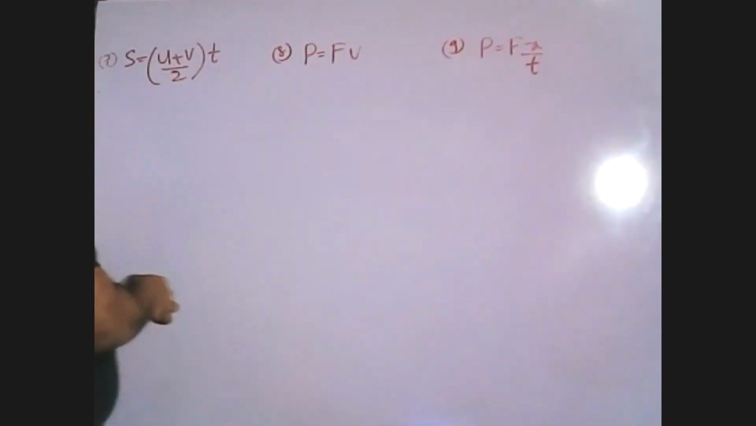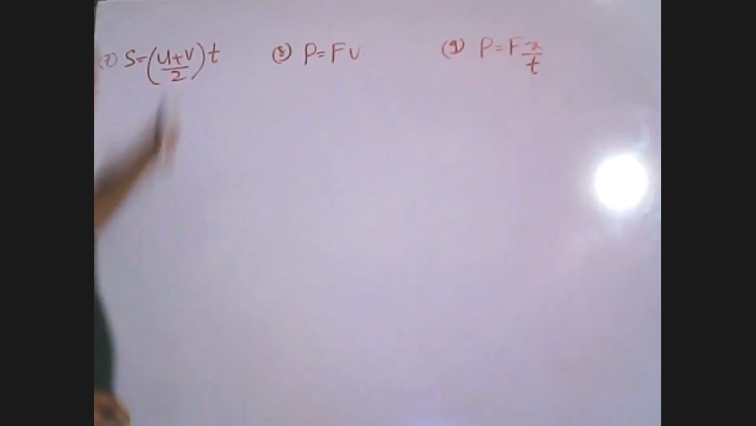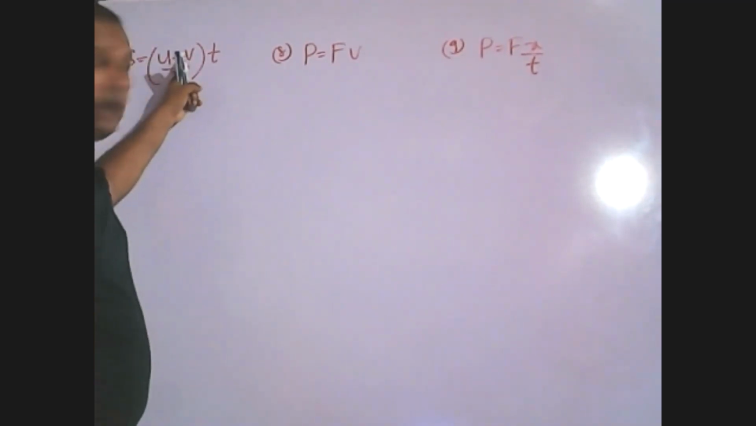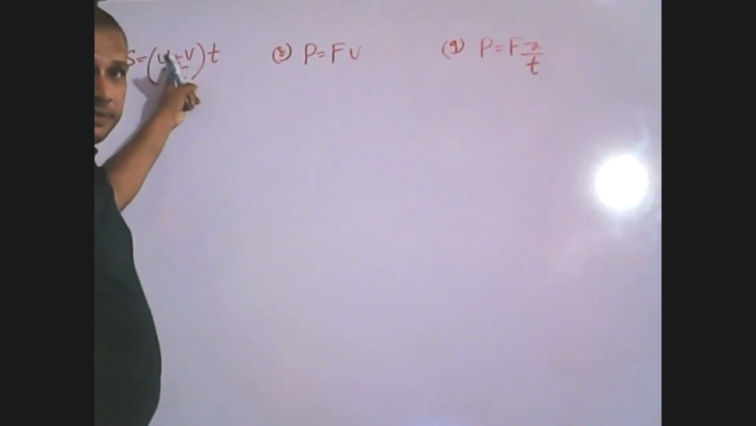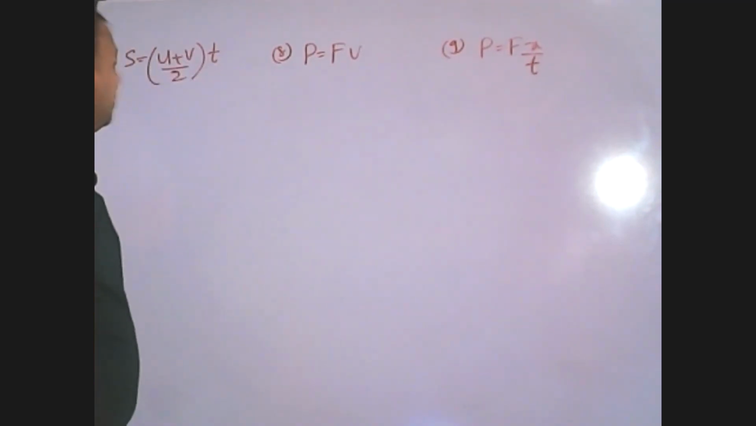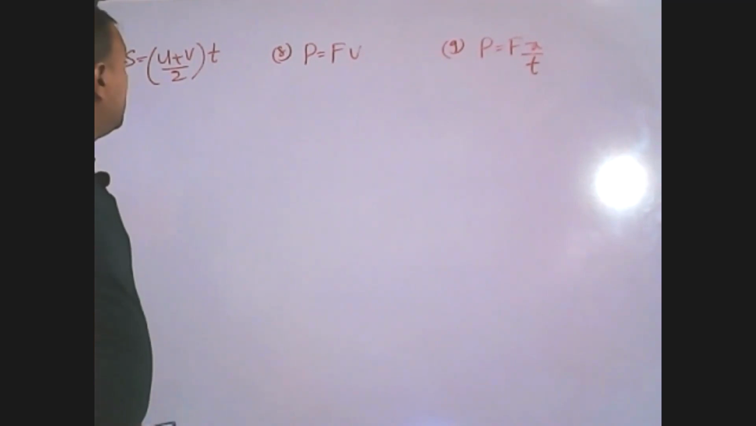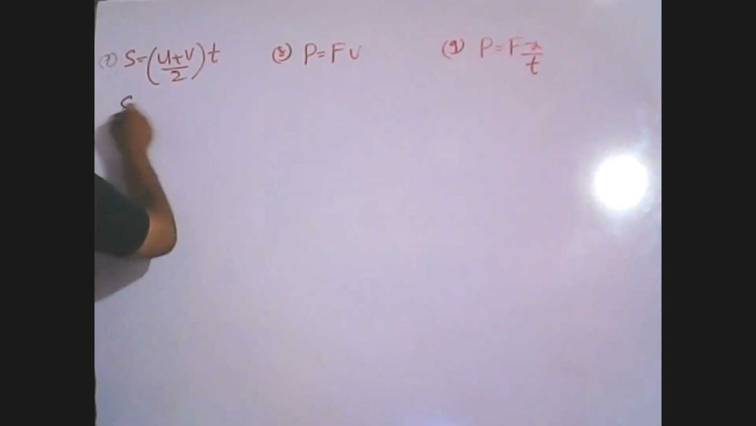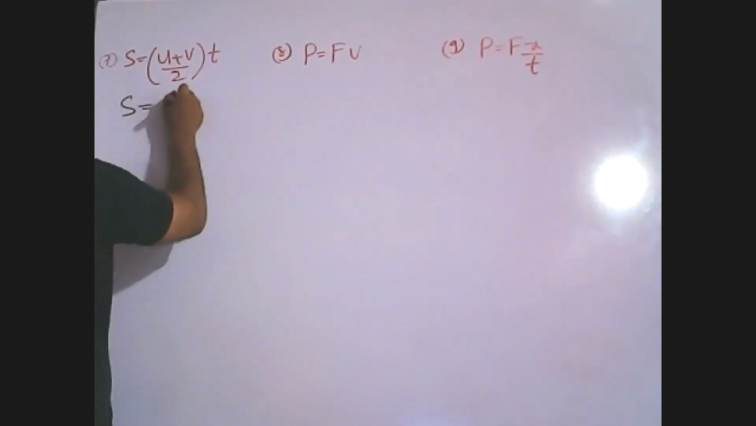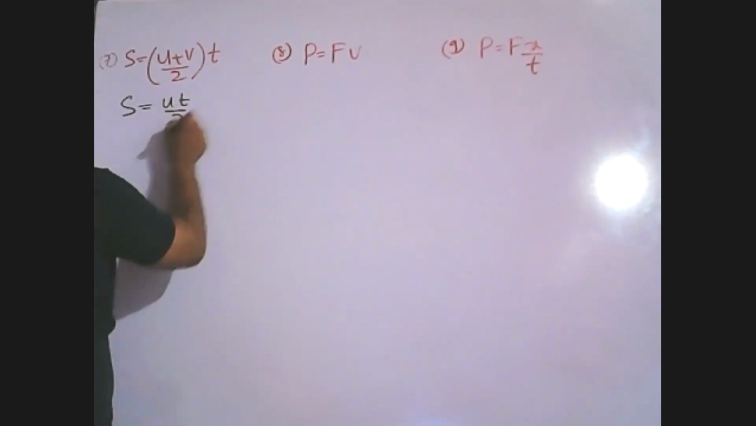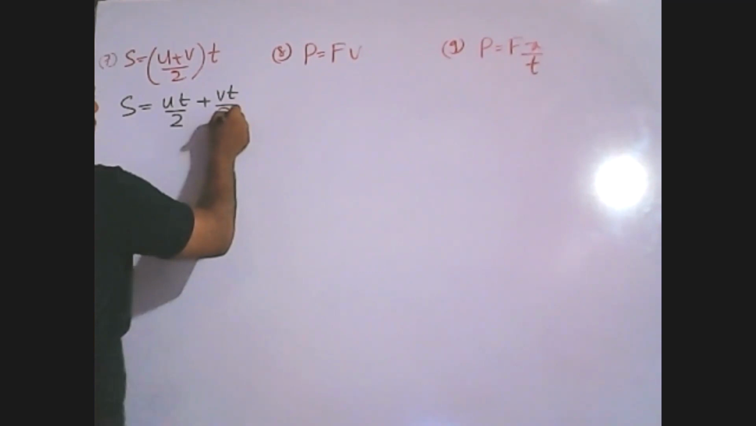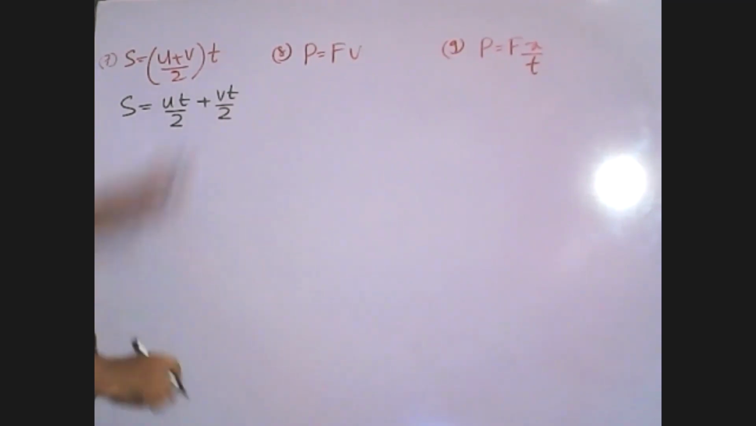Shall we do this? In here, there's a plus sign. That means there are two terms, and we have to consider those two terms separately. S equals UT over 2 plus VT over 2. I have expanded these brackets.